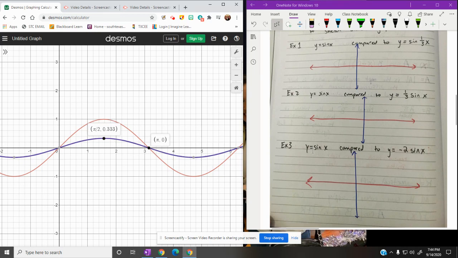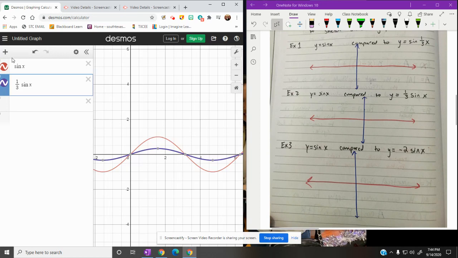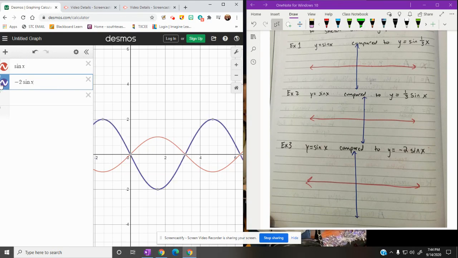So let's go to the next one, sine of x and negative 2 sine x. What happens when we have a negative now? So let's see what happens. Negative 2 sine x.